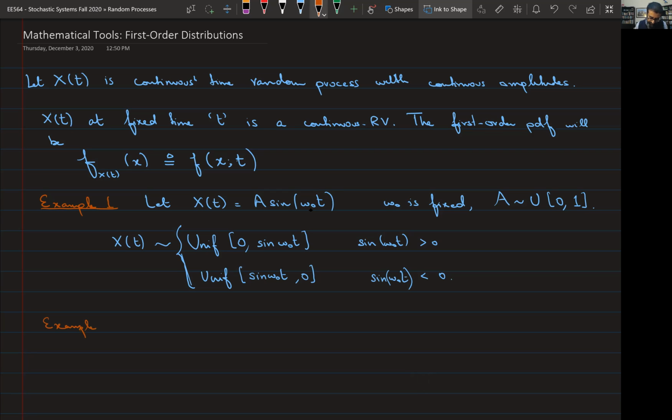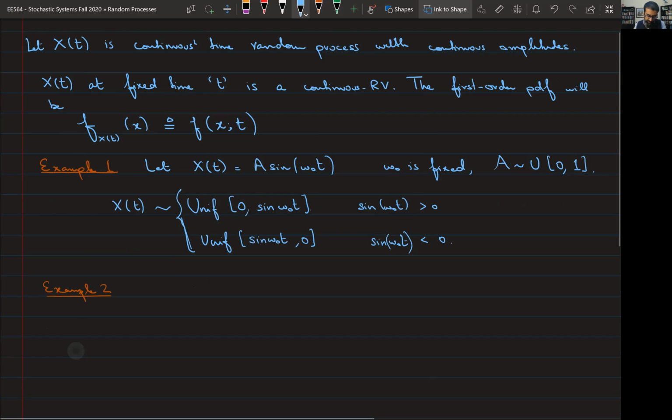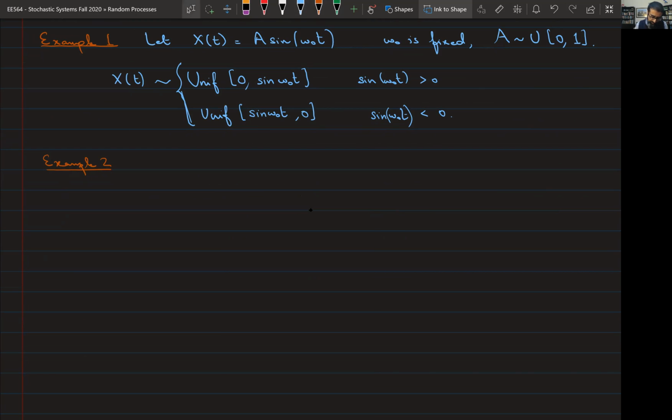And this example is once again what we did last time. So this x of t was equal to 2 times b_i minus 1 times sine omega naught t, right? So this was the phase shift keying that I talked about.